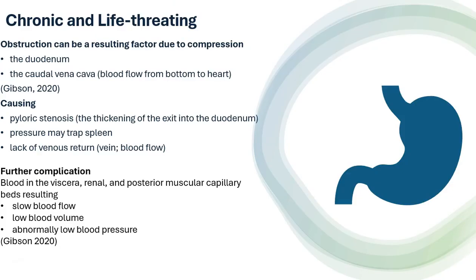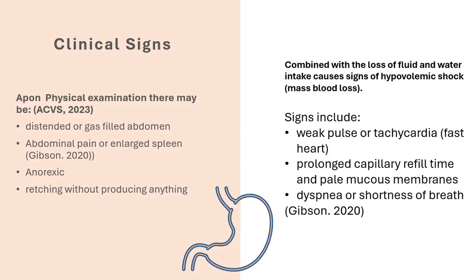This is a chronic and life-threatening condition that causes obstruction due to compression of the duodenum and the caudal vena cava, which is the blood flow from the bottom to the top. This causes pyloric stenosis, the thickening of the duodenum, pressure on the spleen entrapping it, and lack of venous return or blood flow, further resulting in blood pooling in the viscera, internal organs, renal, and posterior muscular capillary beds, causing slow blood flow, low blood volume, and abnormally low blood pressure.